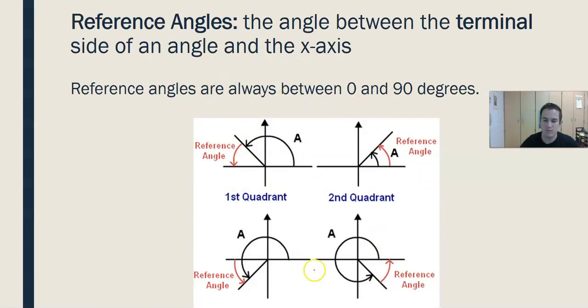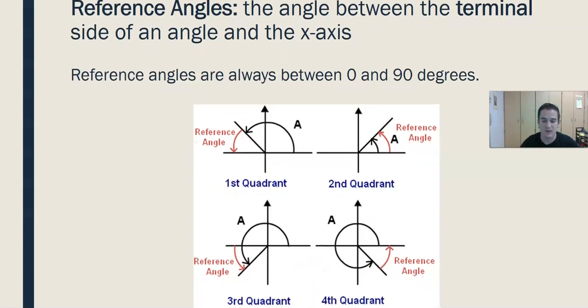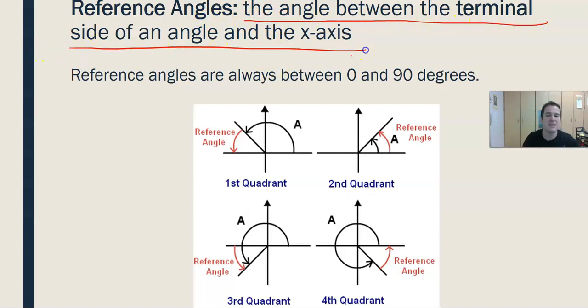Okay. So let me move this down a little bit so you can see the bottom of this picture. So, reference angles. The reference angle is the angle between the terminal side of an angle and the x-axis. So let me explain. Say I have this angle right here. This is my terminal side. If I were to draw a triangle between this side and the x-axis, this angle right here between the x-axis and this terminal side would be the reference angle.